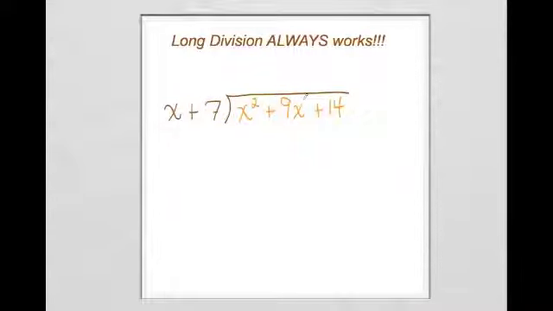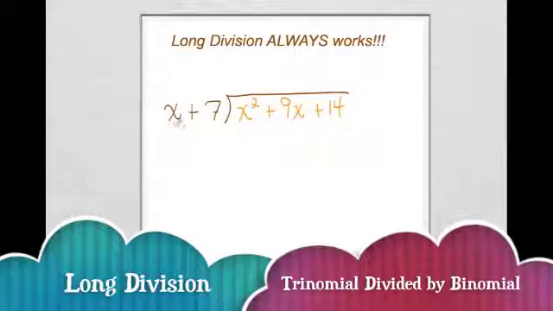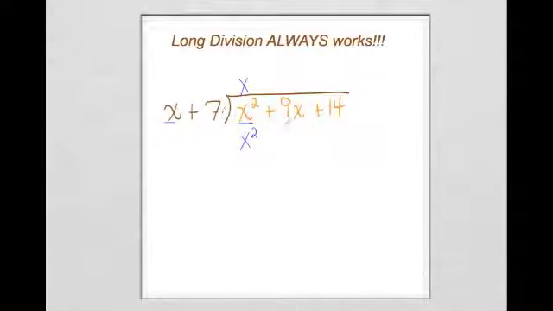Okay, long division always works. So let's do it when we don't just have a monomial on the outside, but we have a binomial. So this time I'm going to say how many x's does it take to make x squared? And it's x. X times x is x squared, but this time I also have to do x times 7. X times 7 is 7x. So I'm going to subtract this whole thing. X squared minus x squared is 0, and 9x minus 7x is 2x. Then bring down my plus 14.